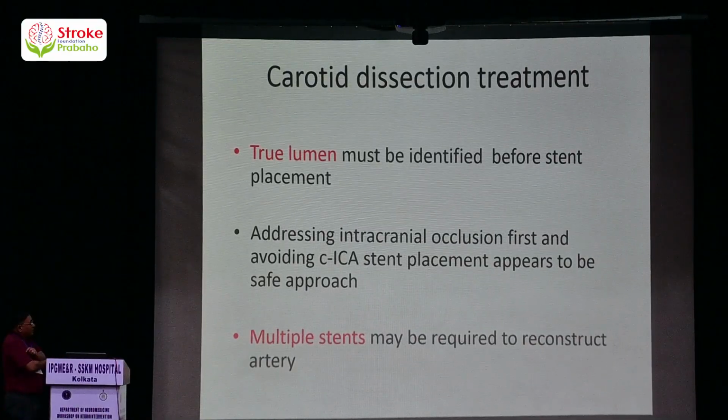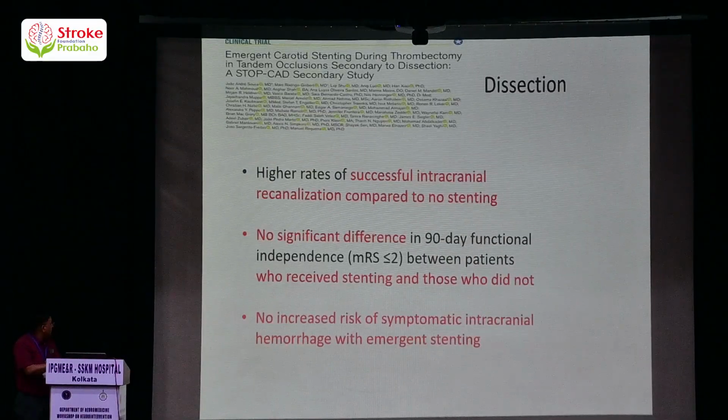So for treatment of carotid dissection in case of tandem occlusion, first we must identify the true lumen to pass our wire and the catheters, and then address the intracranial occlusion first, and then carotid stent placement is optional, according to the situation. So first we have to treat the distal occlusion, and then if it is needed, or if it is flow limiting, then we have to place the stent. Otherwise, we can just keep the patient on anticoagulants. Sometimes if the dissection is very large, then we have to place multiple stents.